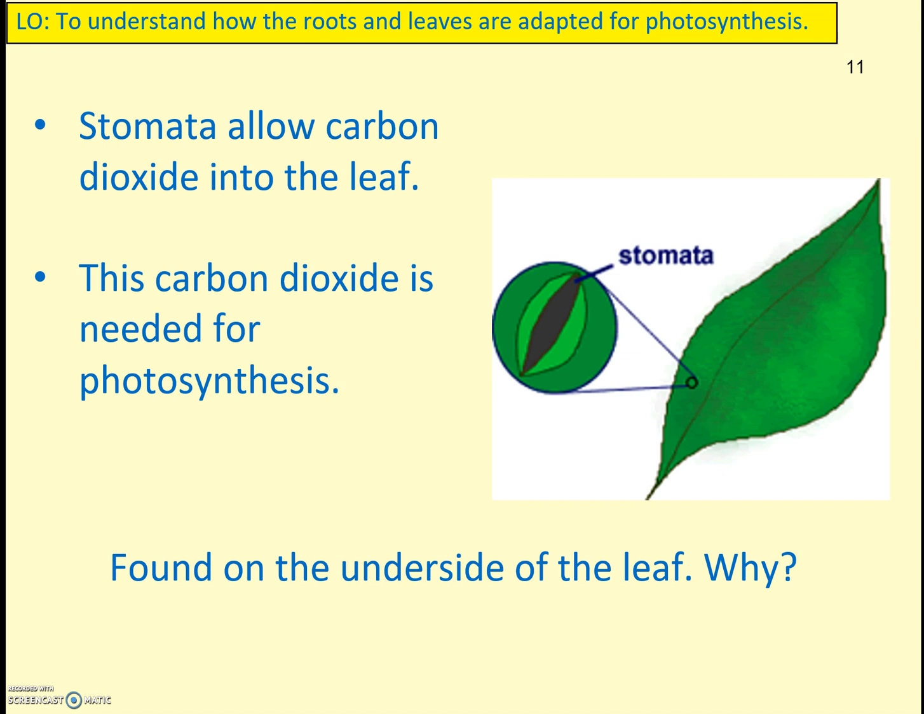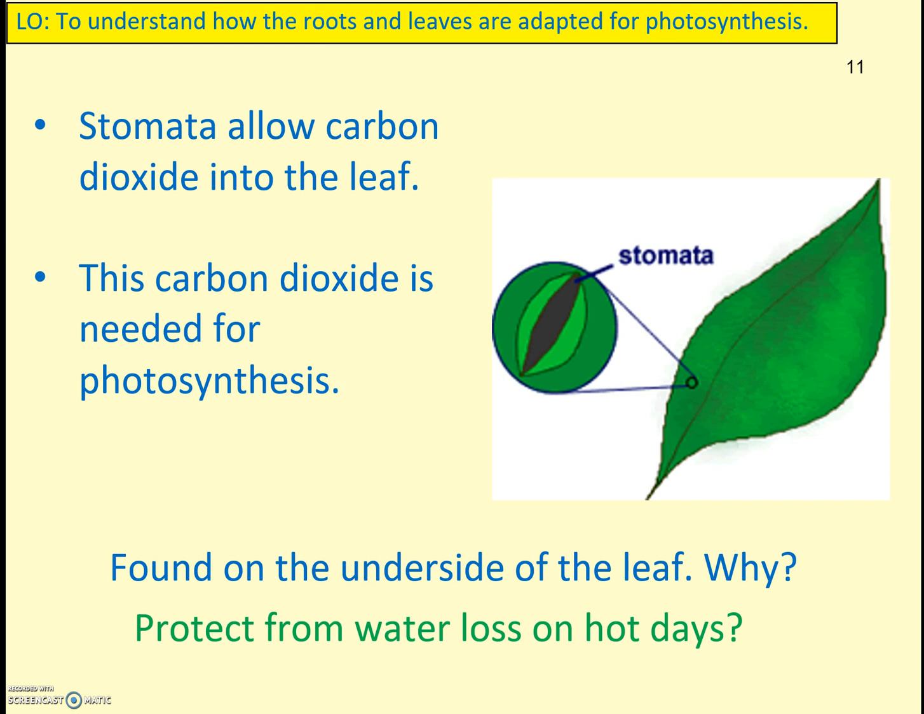Now, why is the stomata found on the underside of the leaf? Please pause and think about that now. That's correct, year 7. It is found on the underside of the leaf in order to protect from water loss, especially on hot days.